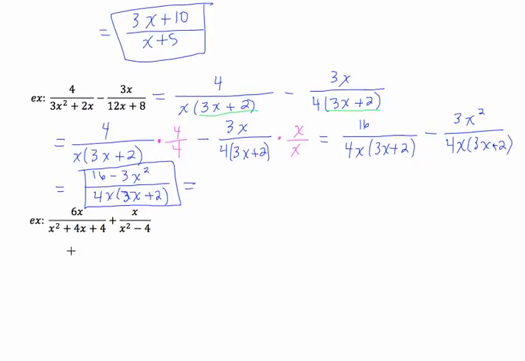So on this one, we start by factoring. So we have 6x over, in this denominator we have, let's see, it looks like that may be a perfect square. If we factor it into x plus 2 times itself, that gives us x squared plus 2x for the outside and inside term, which do add to 4x, and plus 4 for the last term, so that works. Plus x over, x squared minus 4 factors into x plus 2 times x minus 2.